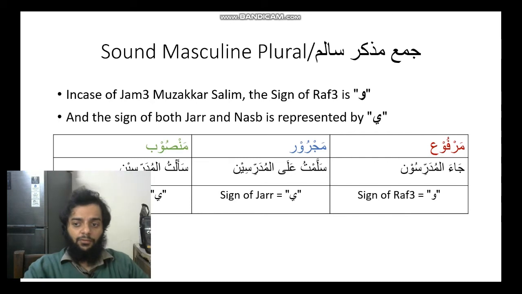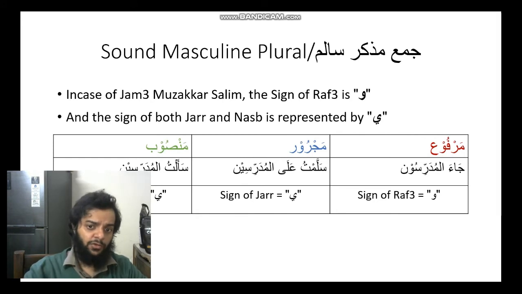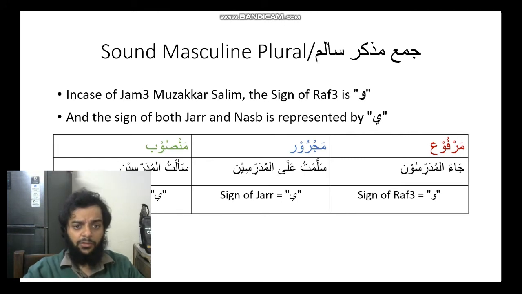So marfu, ja'al mudarrisuna, the waw represents the rafa, that is marfu. In case of majroor and mansub, both will have ya. Sallamtu alal mudarrisina and sa'altul mudarrisina. So both majroor and mansub are represented by ya. If you are wondering how we will know if it is mansub or majroor, we will know it by the context of the word in which it is used. We look at what is before it and what is after it. It's basically simple, not that hard.